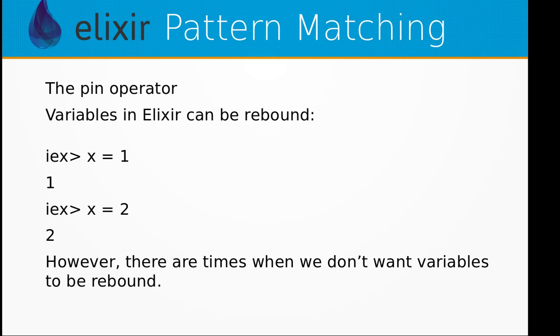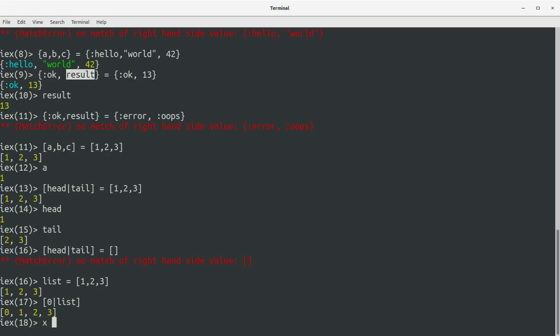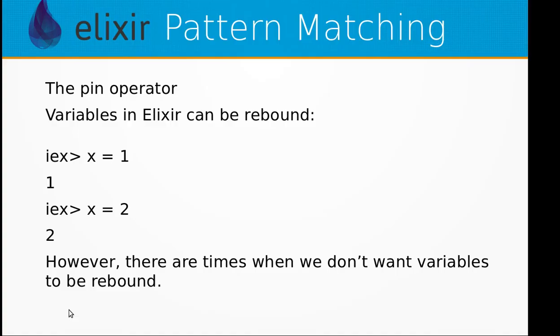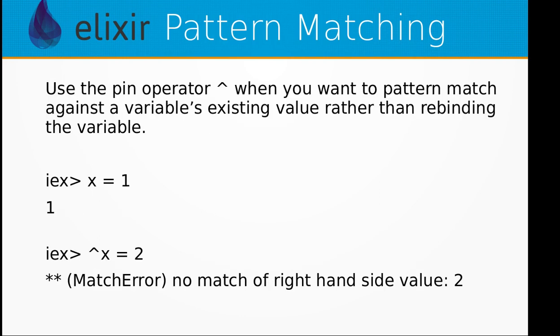Variables in Elixir can be rebound. So x = 1 and x = 2. Basically we have changed the value of the variable, and variable means it can vary. You can change its value at any time and point in your application. However, there are times when we don't want variables to be rebound. So we use the pin operator.